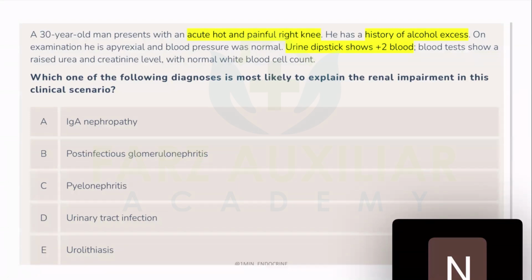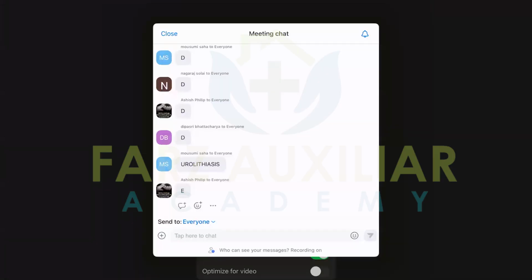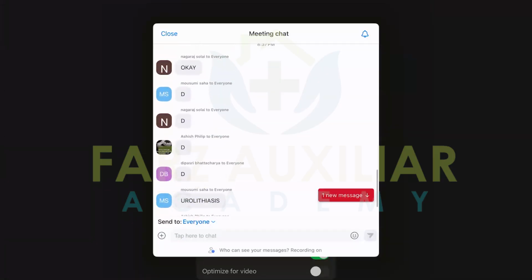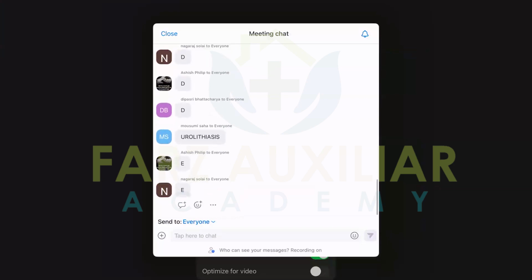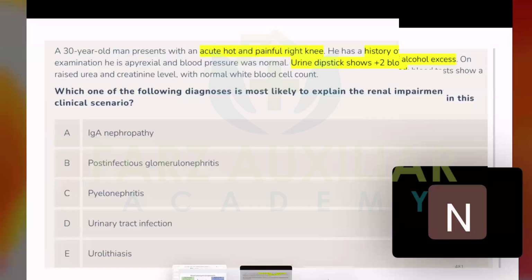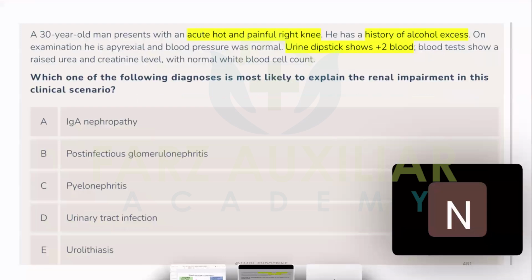It's gout only, sir. Gout again. I think gout gets exacerbated with alcohol, sir. Yeah, it's gout again. Gouty arthritis probably. Is it urolithiasis? Hypercalcemia? Okay. So has anybody else said anything? Everybody has said D, urolithiasis E. So D and E. D is UTI, E is urolithiasis.